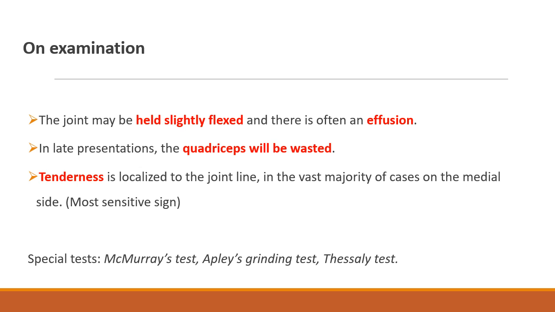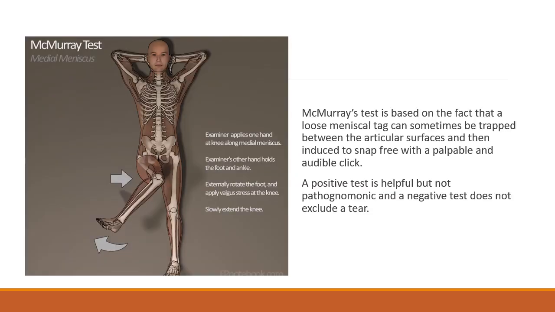Special tests that we're going to discuss now are called McMurray's, Apley's, and Thessaly test. All of these three tests use the same mechanism of injury for the meniscus. As we discussed earlier, the meniscus is usually injured in slight flexion, axial loading, and twisting movement. In McMurray's test, the patient is supine, the knee is flexed, you load the joint with valgus and rotation, and you can hear an audible click to indicate a positive test.